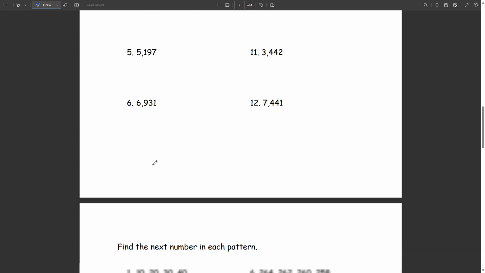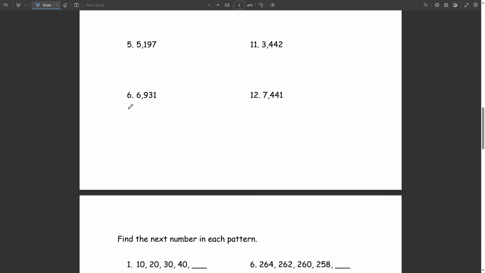Let's skip down to 6 here. So 6,931, you can write the 6 right here. And then there's 3 spots, 1, 2, 3, after, right? So you can write 3 zeros, 1, 2, 3. And then we put our addition sign, because we're adding these all together.